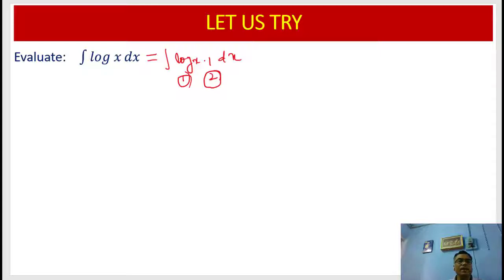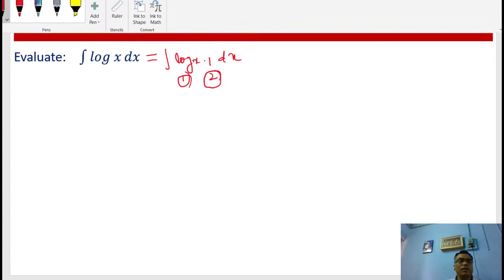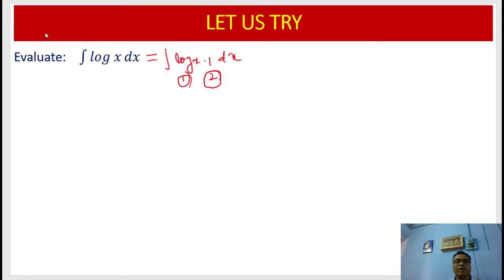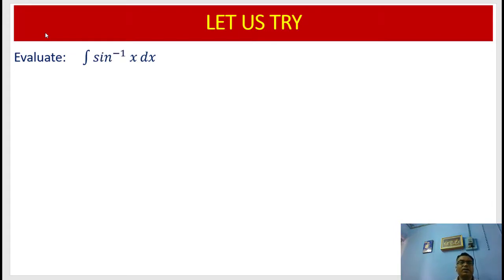Today we shall take a variety of integrations based on integration by parts. Okay, so we are coming with some more integrals. This is the integration of sine inverse x, and I write I equal to integral of sine inverse x dx.